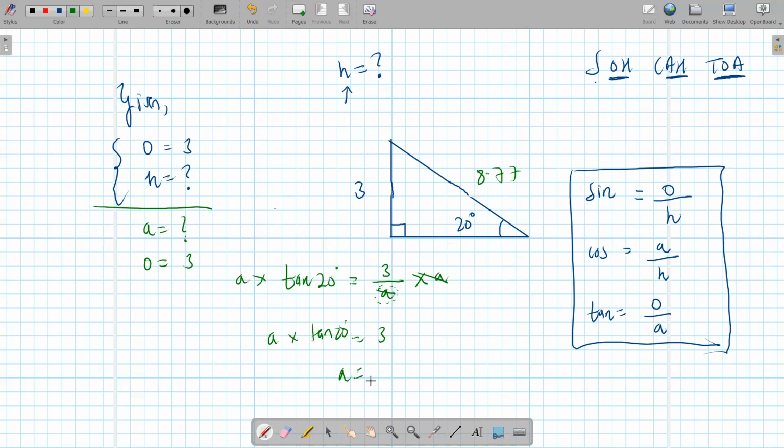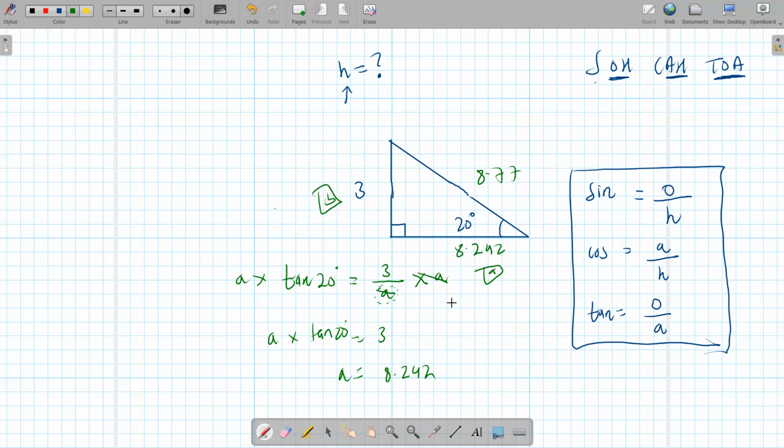8.242. And there we go. And we can double check this, right? We can double check this by using Pythagoras theorem. So we know this, let's say this will be A. Let's call this B. Again, A and B in the Pythagoras theorem doesn't matter, okay? A and B does not matter, but C absolutely has to be the hypotenuse.